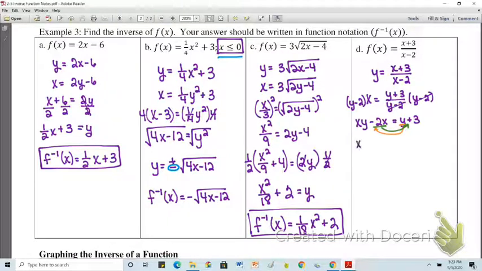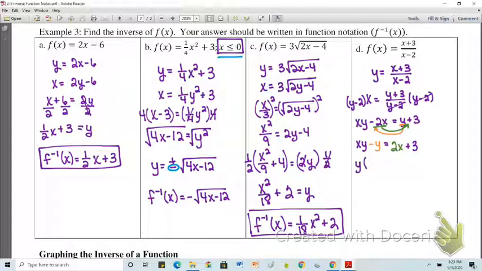So the xy stays where it is. This positive y comes over as a negative y. The 2x, or negative 2x, goes over as a positive 2x. And the 3 just stays where it is. Now again, I still have 2 y's. And in order to solve for something that has 2 y's, when I want to solve for that letter, I need to get it down to 1. So I need to factor the y out.